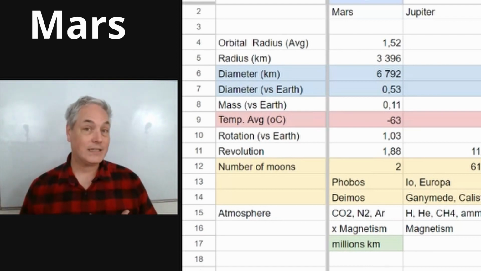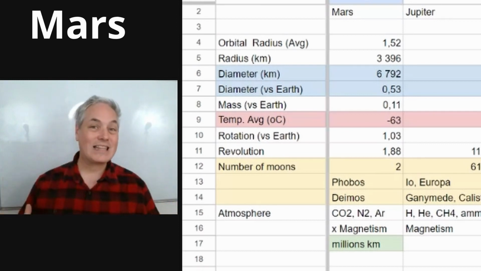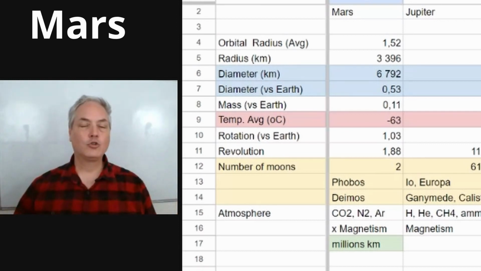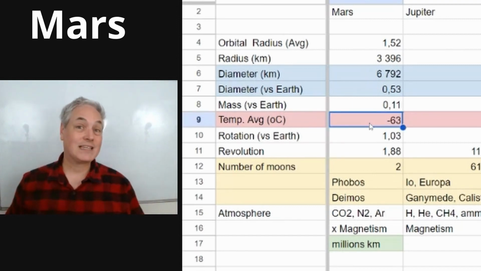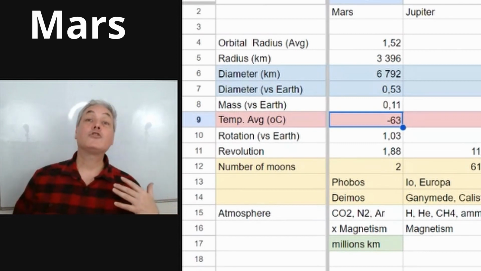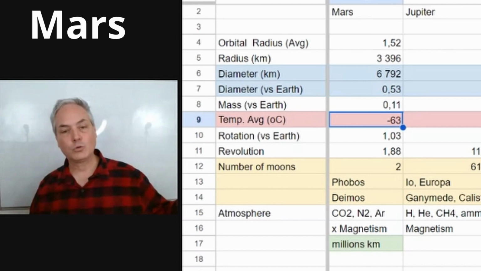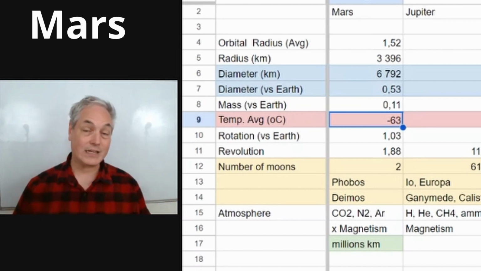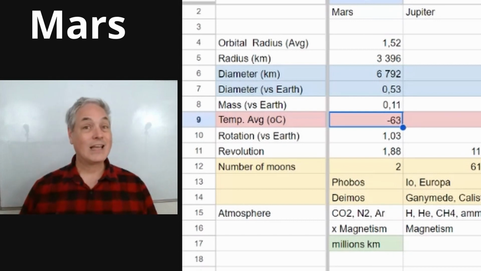That means that gravity is much smaller, and because there's less gravity, the atmosphere is thinner, so less energy to keep the atmosphere there. Now, interestingly enough, we have an average temperature of negative 63 degrees. So during the daytime, it is warmer. During the nighttime, it's colder, but that is an average right here. So if we are thinking as humans to go on Mars, we have to keep that in mind.